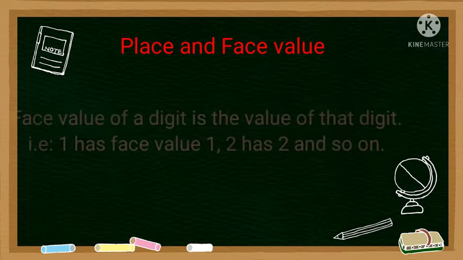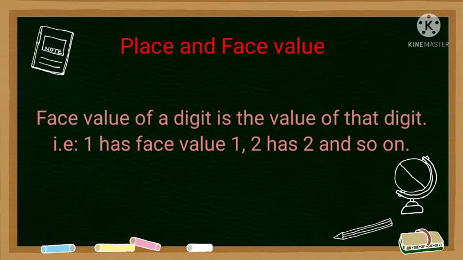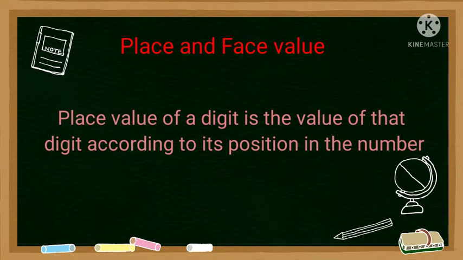The face value of a number is the value of that digit. For example, the face value of 1 is 1, 2 is 2, 3 is 3 and so on. Whereas place value of a digit is the value of number according to its position in the number.